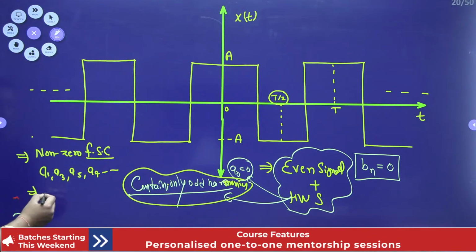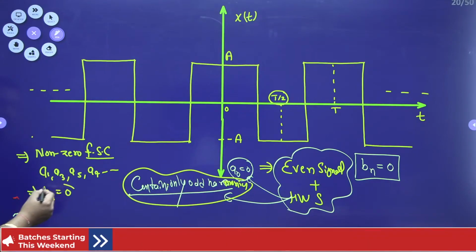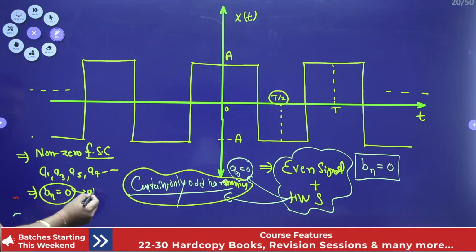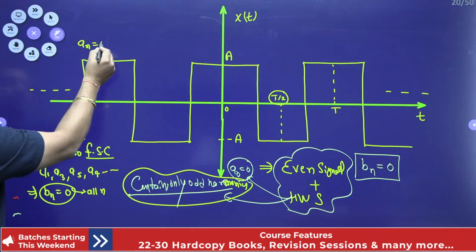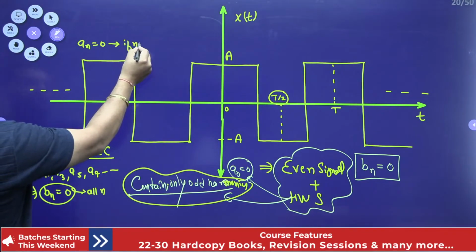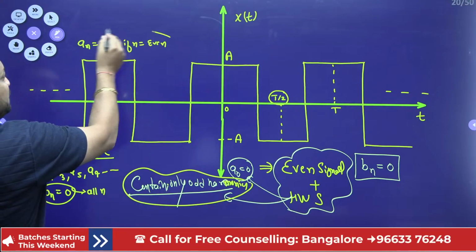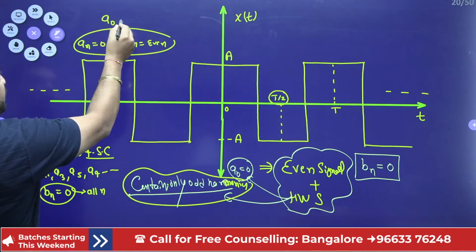Sir, Bn is already 0 for all n. We can also say that, sir, here An is also 0 if n is even. I hope it is clear to you. And also, sir, A naught equal to 0.